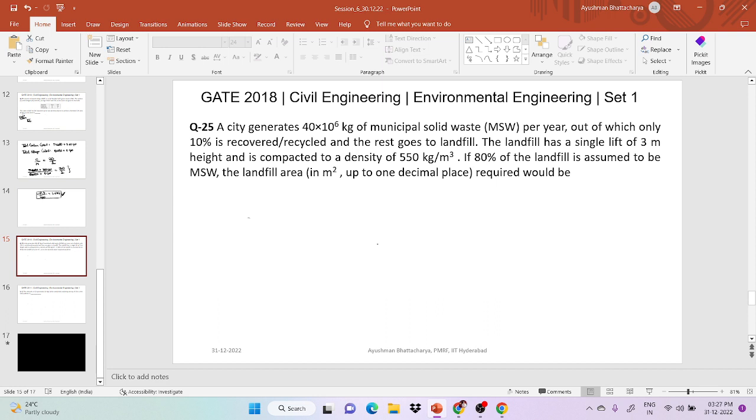In this question, they say a city generates 40 into 10 to the 6 kg of municipal solid waste per year, out of which only 10% is recovered and recycled. The rest goes to landfill. The landfill has a single lift of 3-meter height and is compacted to a density of 550 kg per meter cube. If 80% of the landfill is assumed to be municipal solid waste, the landfill area required would be.